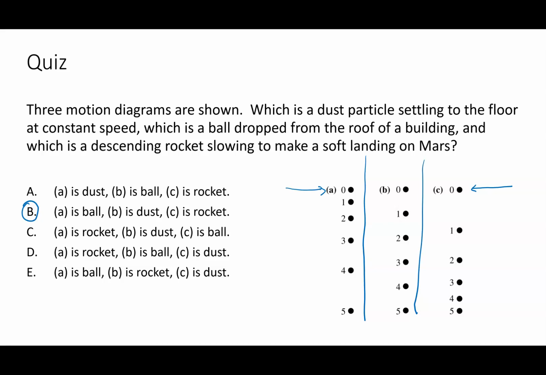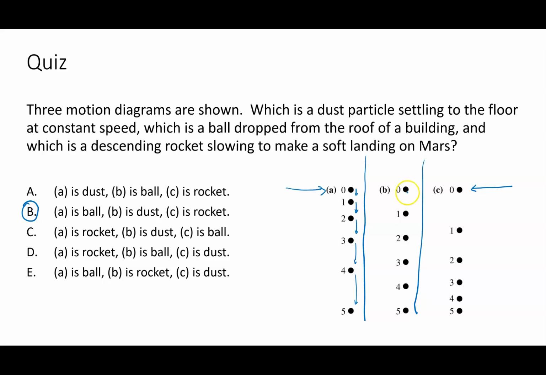So in part A, because 0 is above 1, we can say that this object is moving down. It's got to be moving faster and faster and faster to cover those larger and larger distances. So A represents something moving downwards and speeding up while it does so. Well, the ball dropped from the roof of a building is going to speed up on the way down. And that's why A is the ball.